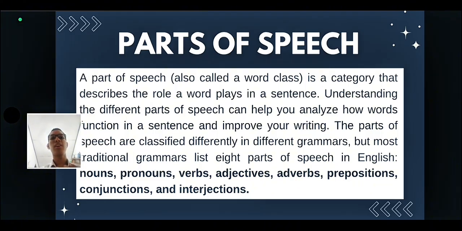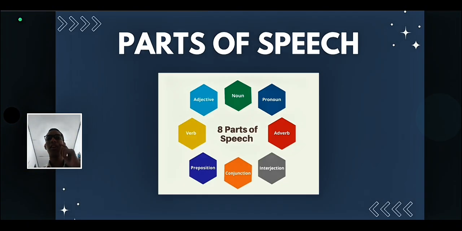Parts of speech. A part of speech is a category that describes the role a word plays in a sentence. Understanding the different parts of speech can help you analyze how words function in a sentence and improve your writing. The parts of speech are classified differently in different grammars, but most traditional grammars list 8 parts of speech in English, including nouns, pronouns, verbs, adjectives, adverbs, prepositions, conjunctions, and interjections. This is a diagram of parts of speech.